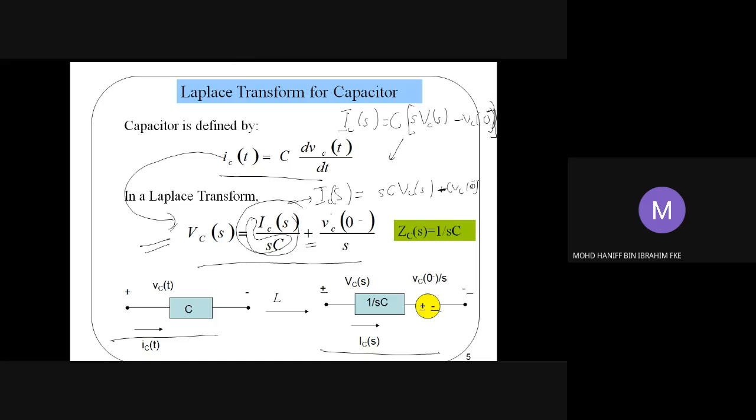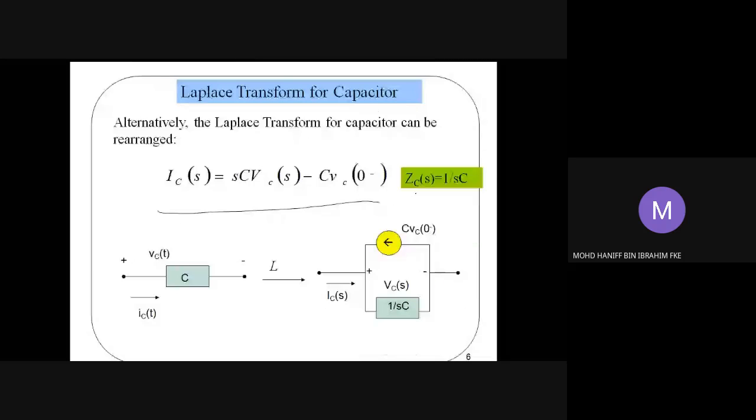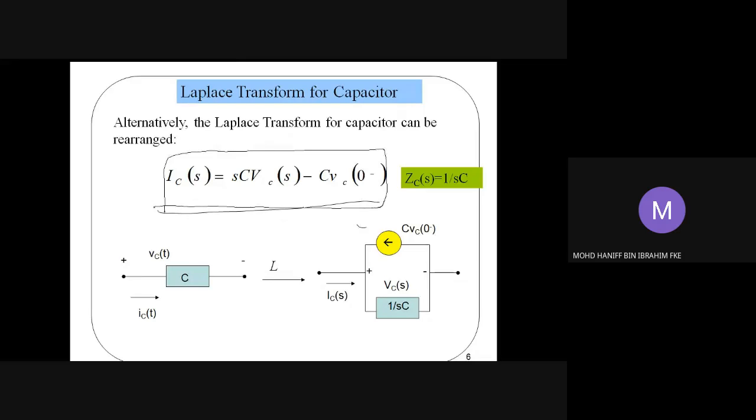Okay, so that should be the equation that needs to be used if you want to write the current of the capacitor in terms of the voltage. So that is what we're going to have here. This is the equation that I've been working on just now. So we have I_C(s) equals sC V_C(s) minus C v_0(0-).